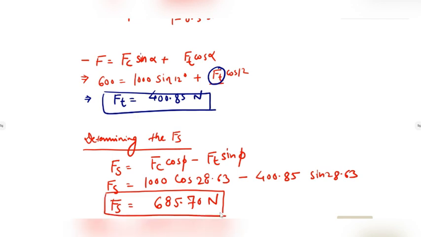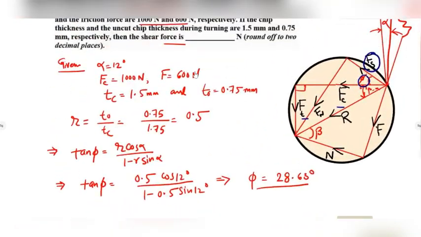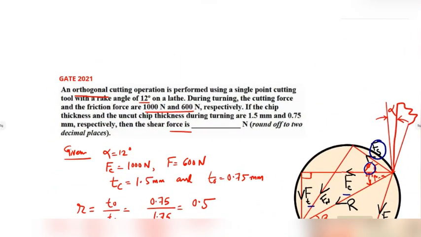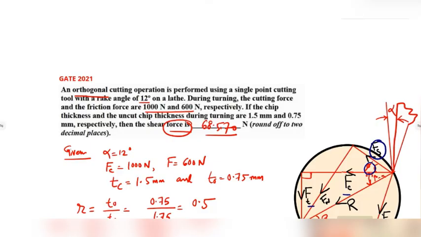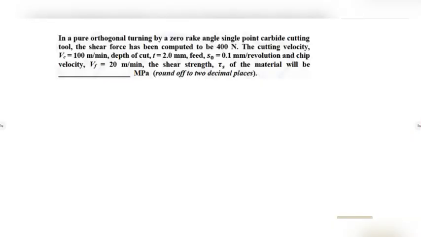So this is the final answer which has been asked in this problem. Now determine the value of shear force. So this value will be 685.70 Newton. So this is the first problem based on the Merchant theory and the basic force analysis in the machining operation. So this is again a GATE 2021 problem, and this was asked in the other set.